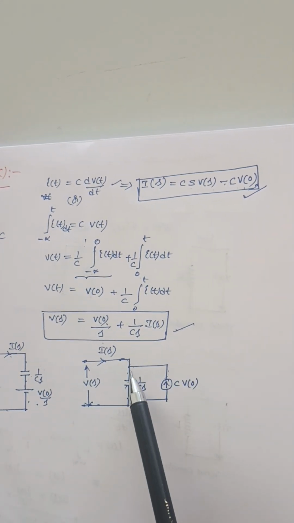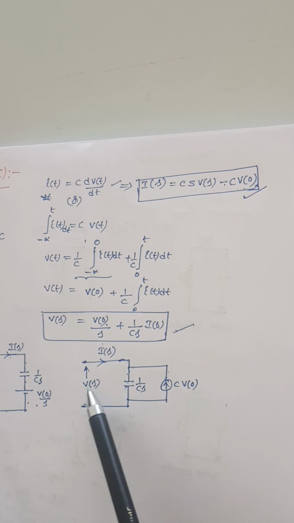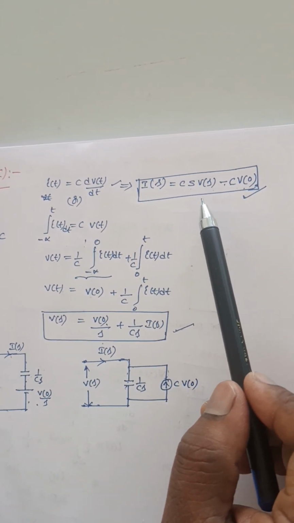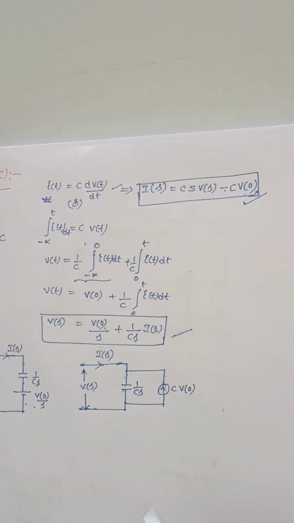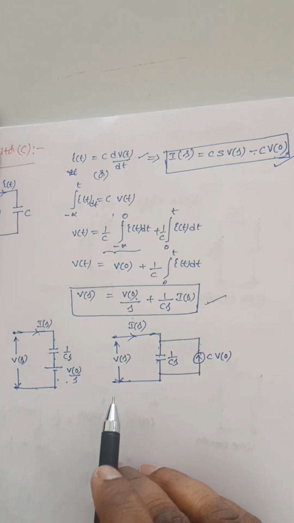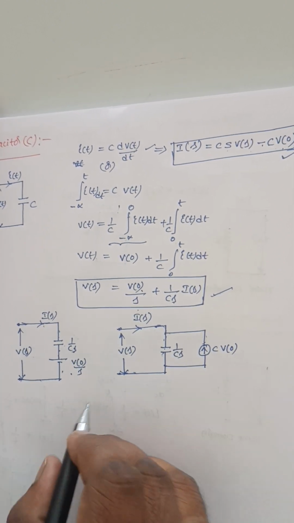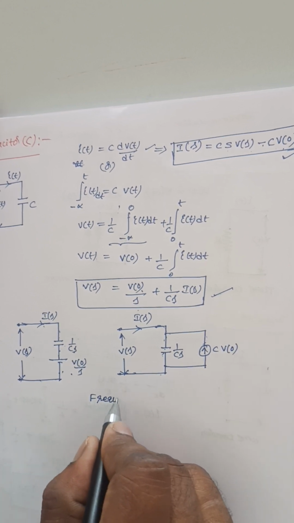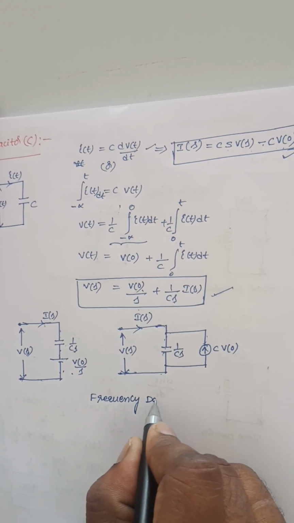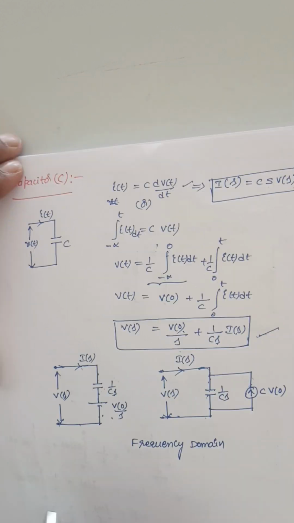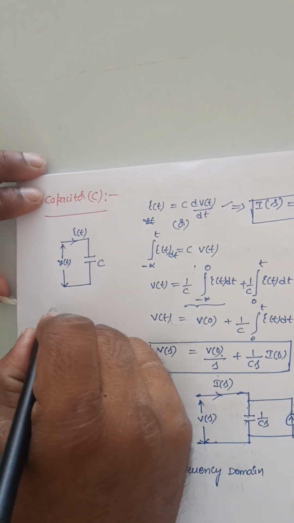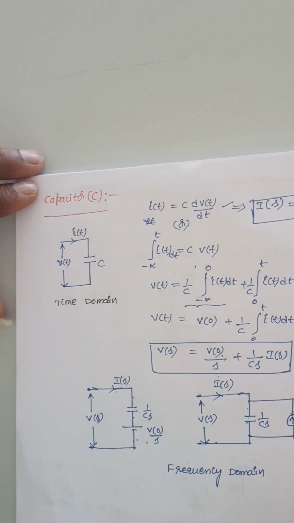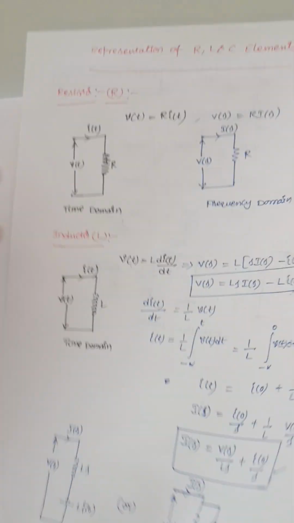So this current is equal to voltage divided by the impedance. The voltage is V of s divided by the impedance 1 by Cs. If I bring the denominator to the numerator, it becomes Cs into V of s. So for the representation of this capacitor in the frequency domain, I can represent it either like this or like this. This is the frequency domain representation of the capacitor, and this is the time domain representation. Okay, so these two are important here.